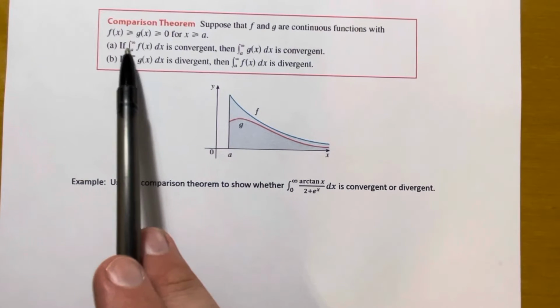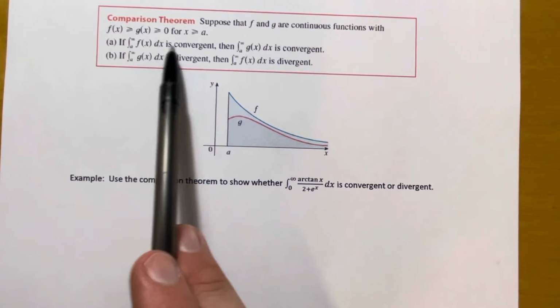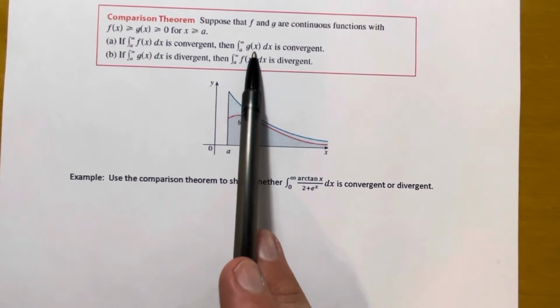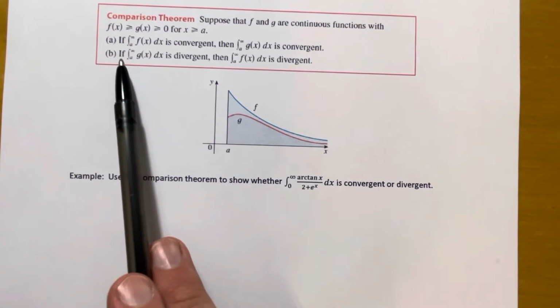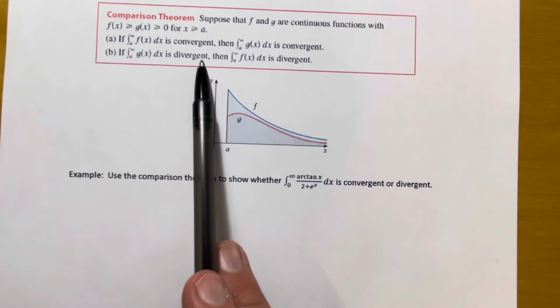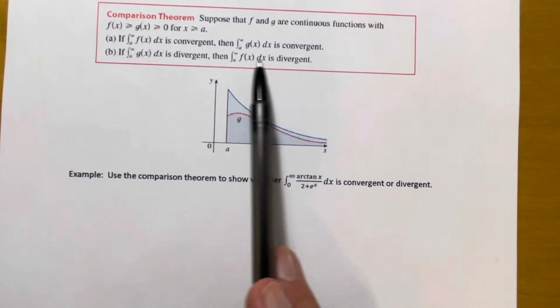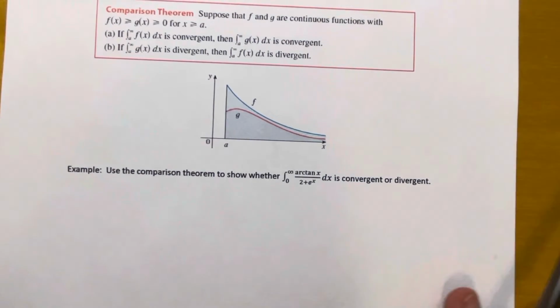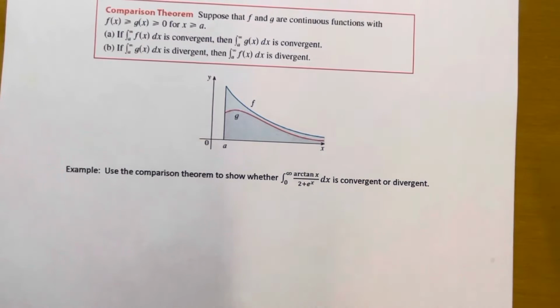If the integral from a to infinity of f of x dx is convergent, then so is the integral from a to infinity of g of x dx. If the integral from a to infinity of g of x dx is divergent, then so is the integral from a to infinity of f of x dx. And this graph gives us an illustration as to why that is the case.